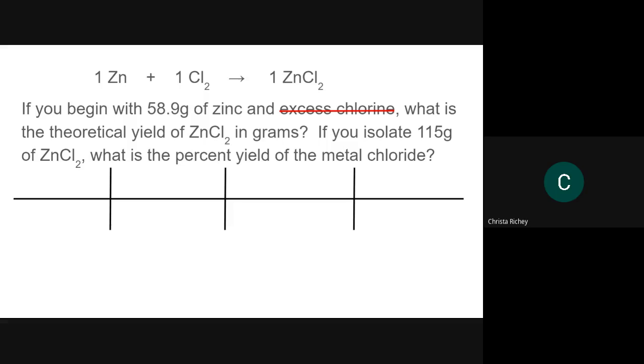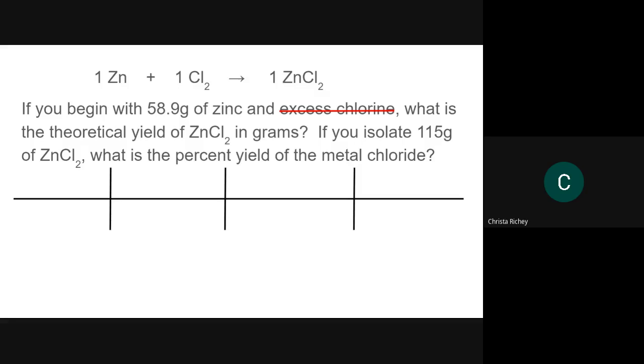Now, if you have to determine the limiting reagent, that's when you have to figure out who's limiting, who's in excess, and then you're going to use the limiting to run your problem. I want to know what the theoretical yield of zinc chloride is in grams. Okay, so my math is going to tell me my theoretical yield. Then it goes on to say, if you isolate 115 grams of zinc chloride, what is your percent yield?